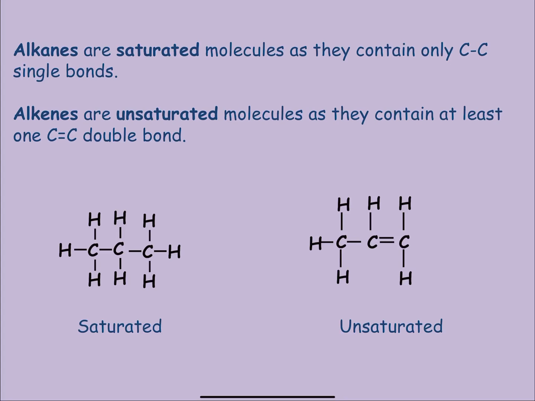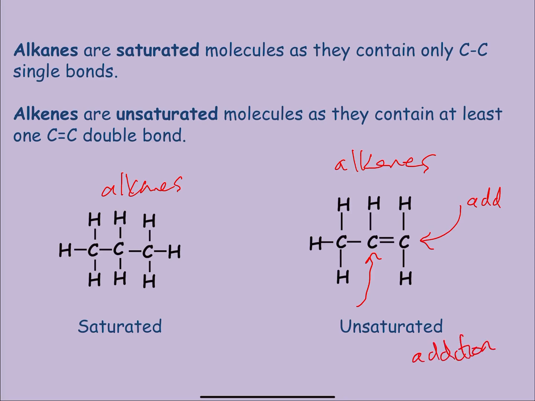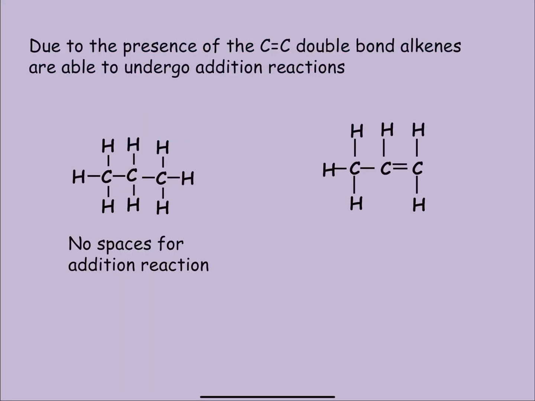So as a recap, alkanes are saturated, alkenes are unsaturated. So there's room to add things in here. And that's the clue. We can add things in during an addition reaction. That's why we cannot add things into an alkane. So it needs to be on alkenes only. So there's no spaces in an alkane, but there definitely is spaces on an alkene.